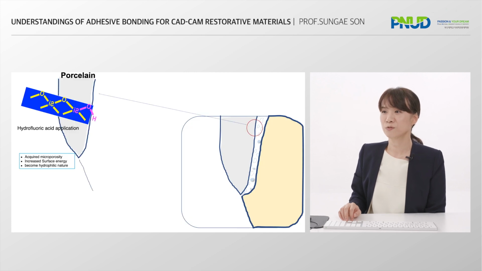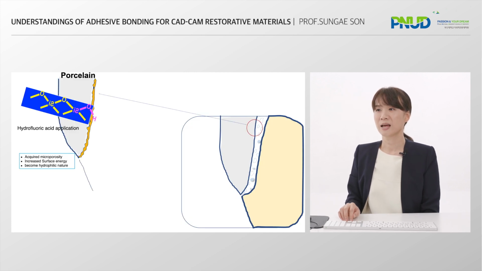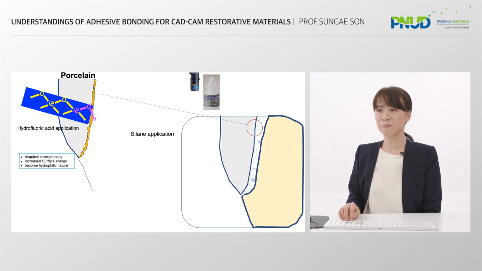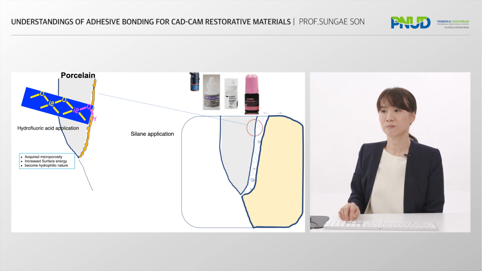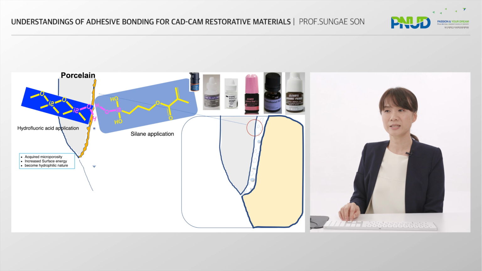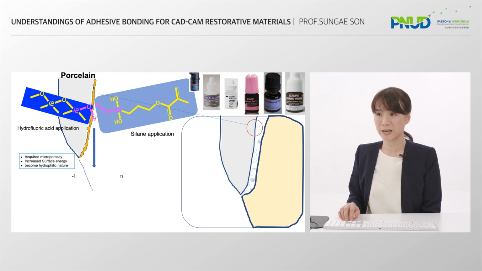To summarize, for optimal adhesion between a silicate CAD-CAM block and a tooth, the key points of surface treatment of silicate CAD-CAM blocks are proper hydrofluoric acid etching and silane application.